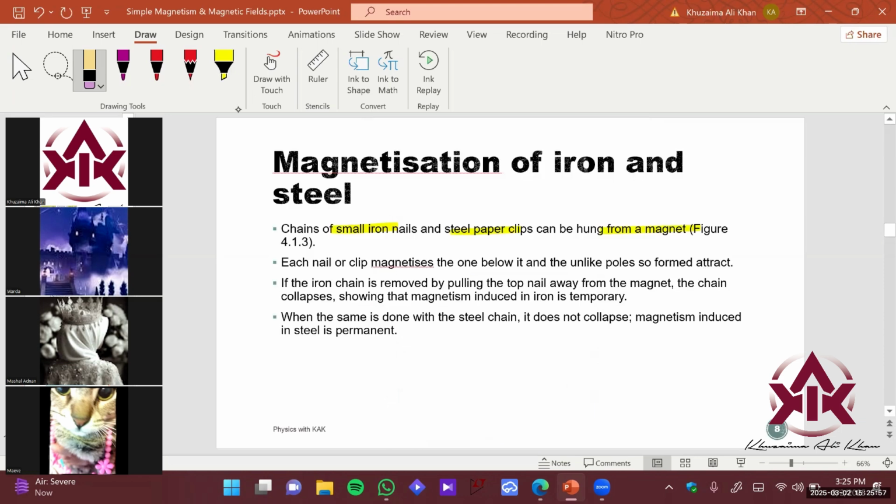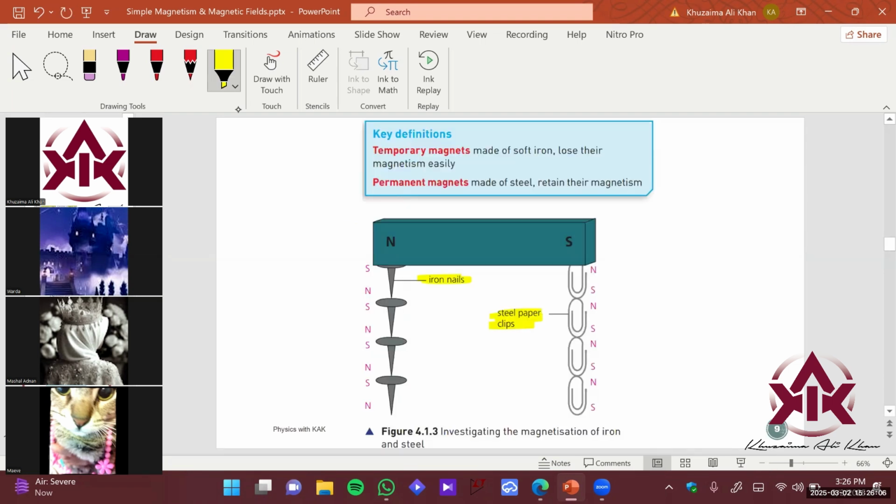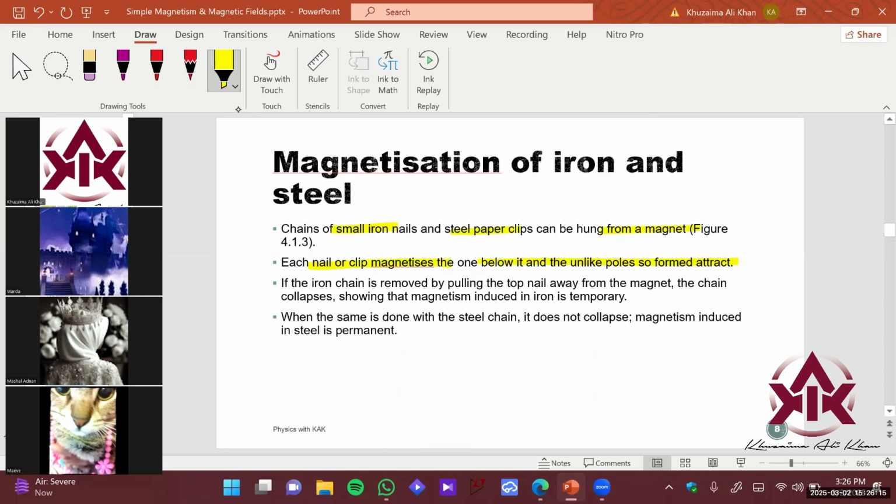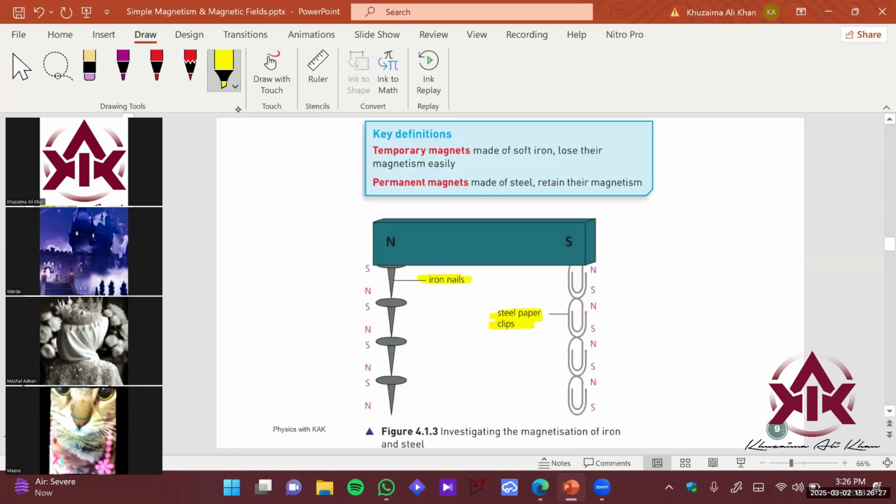Each nail or clip magnetizes the one below it, and unlike poles are formed to attract it. You can see we have a chain of consecutive opposite poles, which is causing attraction, a chain of iron on the left and a chain of steel clips on the right. If the iron chain is removed by pulling the top rail, the chain collapses, showing the magnetism induced in iron is temporary. If I break this path, this chain will break down instantly, reflecting that it cannot retain magnetism.